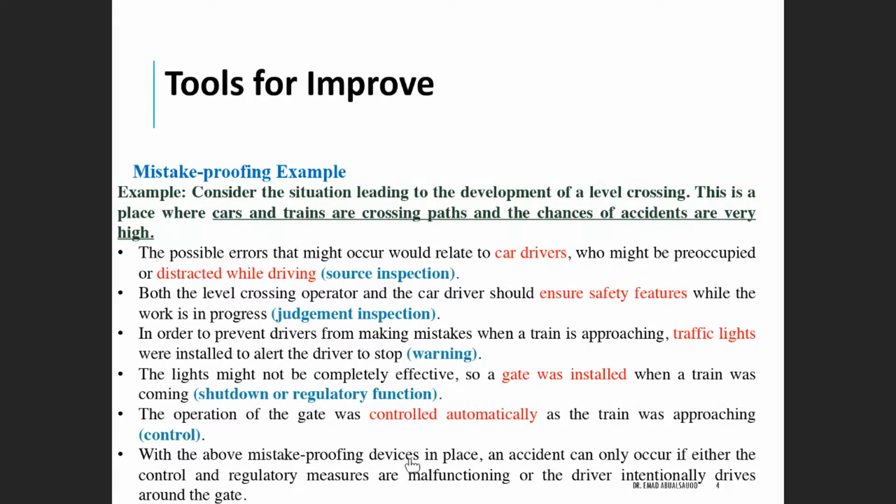In this case here, an accident can only occur after this implementation of the warning and the control if either the control, which is the gate, failed, or there was a technical problem in the gate, or the driver intentionally drove around the gate. So here you reduce the defects from occurring. Although there are chances of it occurring, it will not be the same as when you didn't implement those two simple applications considered to be mistake proofing in our example.